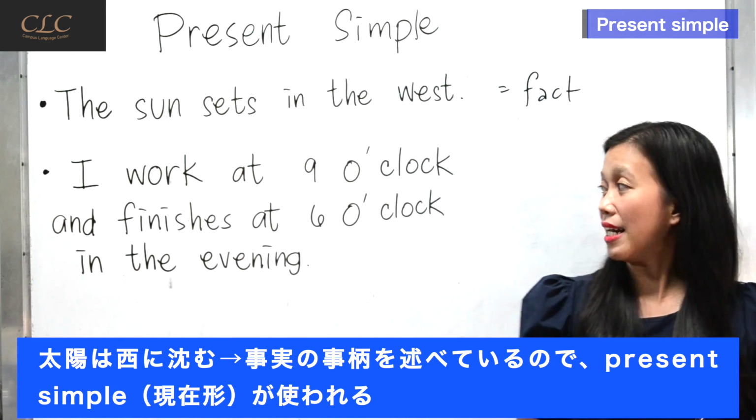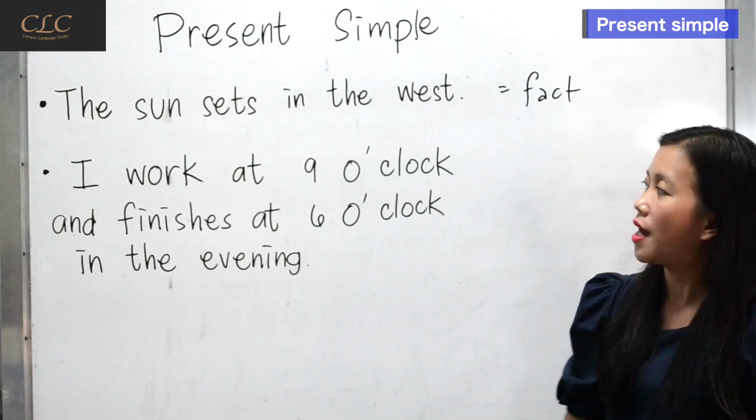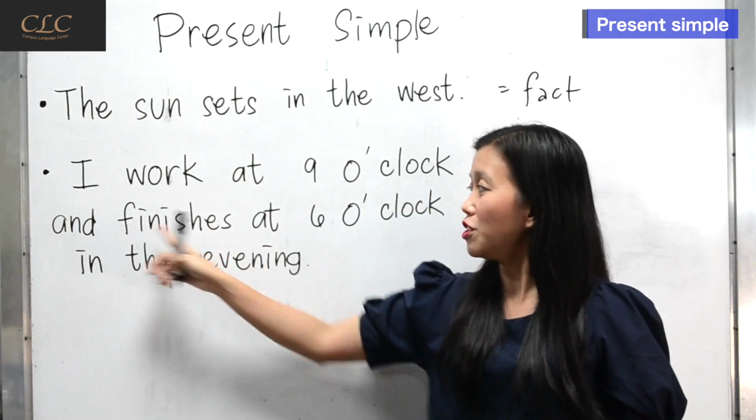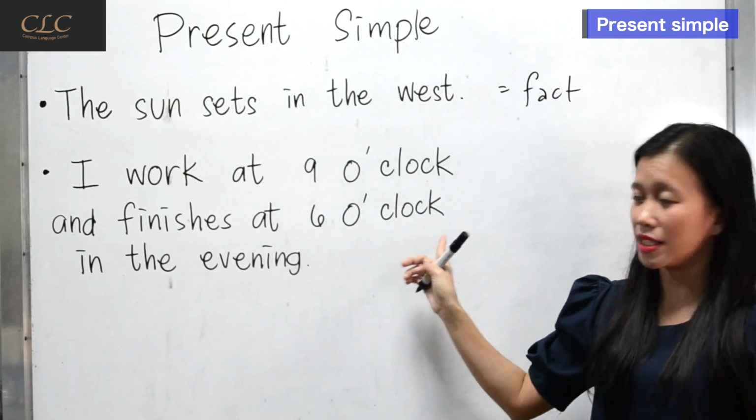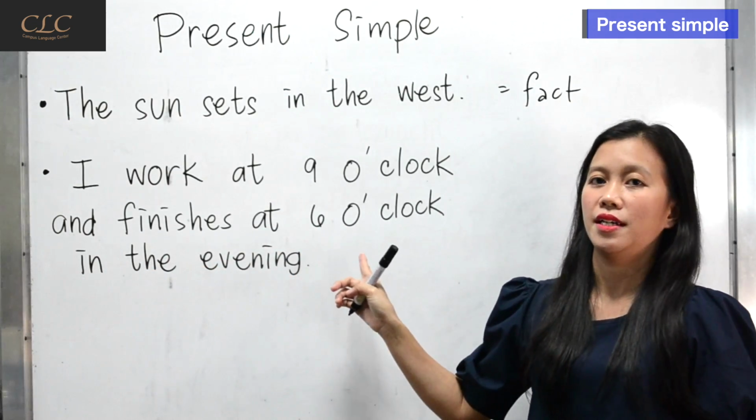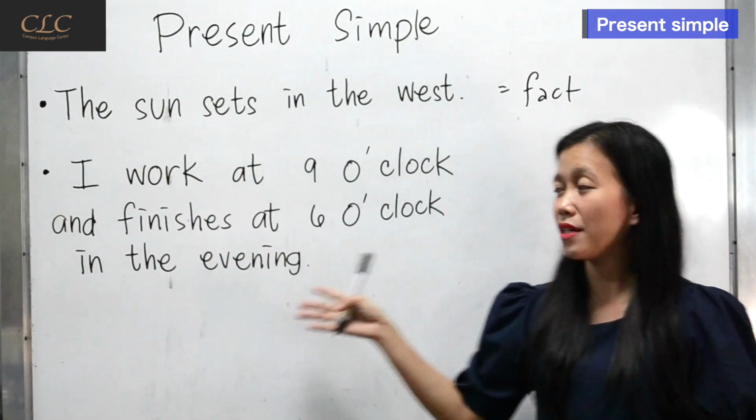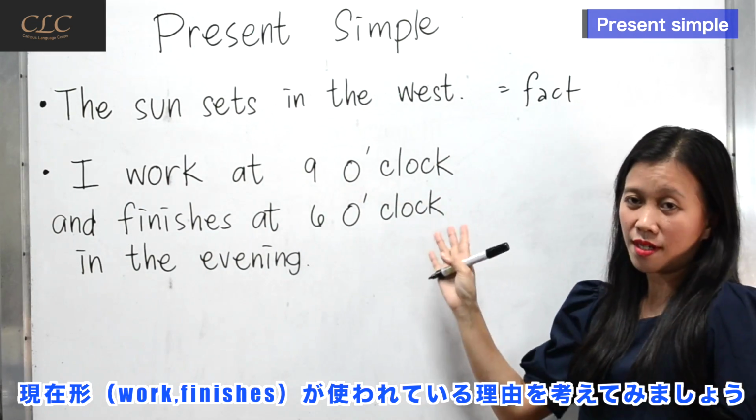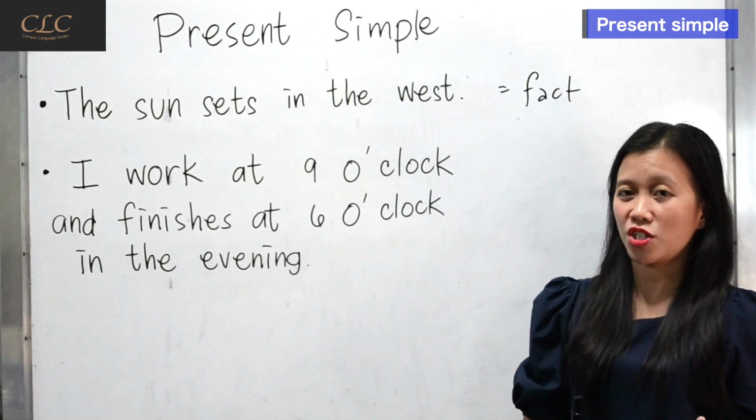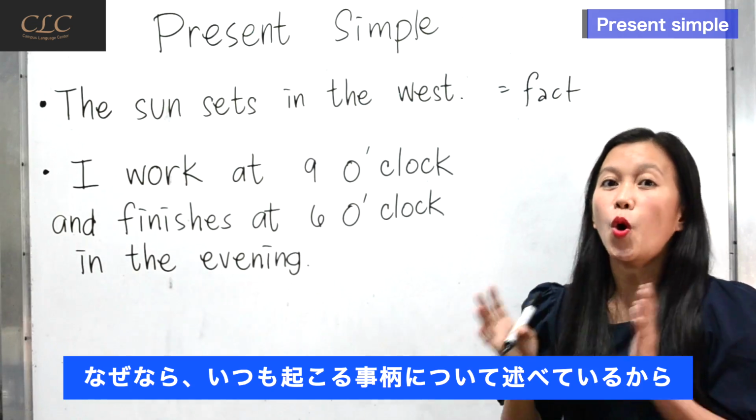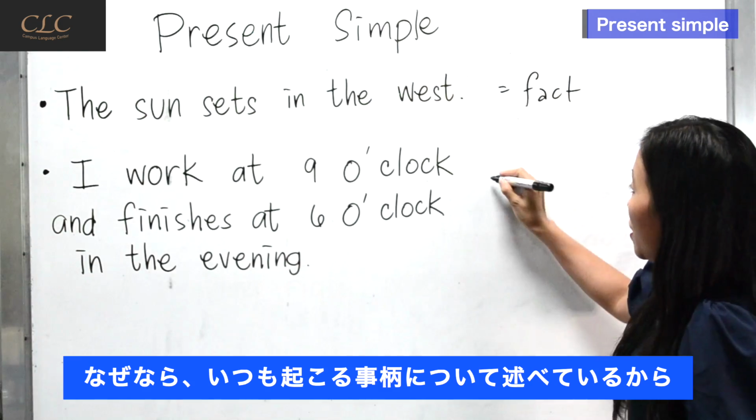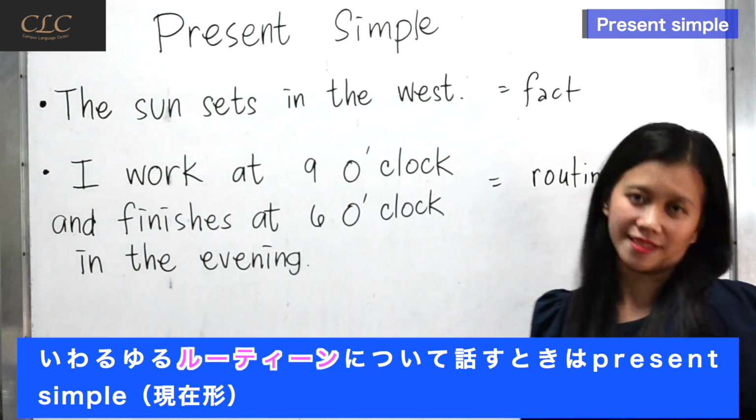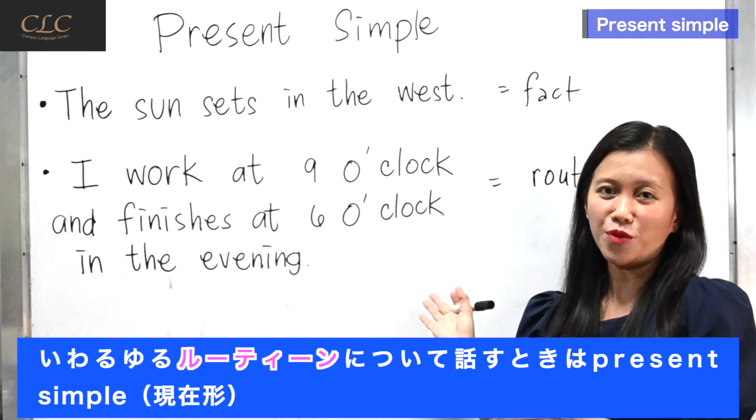Okay, and then let's move to the second example. I work at 9 o'clock and finish at 6 o'clock in the evening. So this is a correct example sentence for the present simple. Why? Because this talks about a situation that happens all the time. So in other words, this is like a routine. Do you understand what I mean?